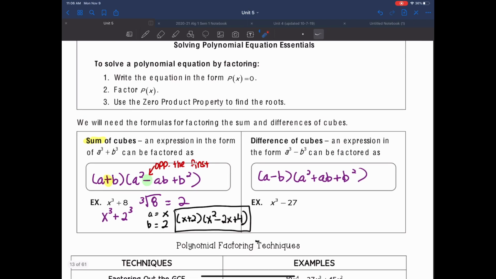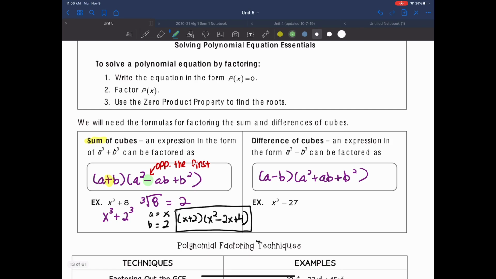Then for the difference of cubes, notice how since we're taking the difference, our first sign is negative, and then our second sign is always opposite the first. So I'm going to write that down once again. The second sign is always going to be opposite the first. So if we're taking the sum, our first sign is plus, our second sign is minus. If we're taking the difference, our first sign is minus, our second sign is plus. Third sign, plus b squared, is always going to be plus. Okay, but this is one of those formulas we're just going to have to get to know.